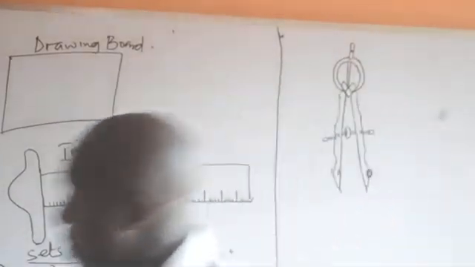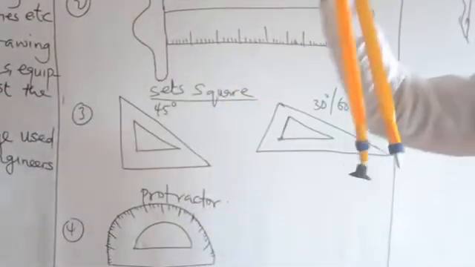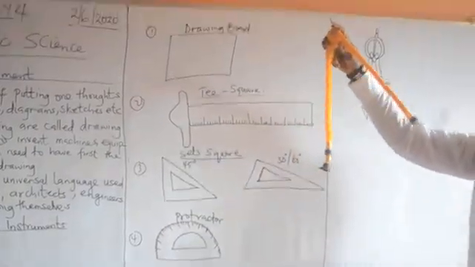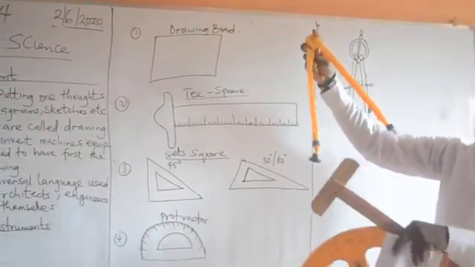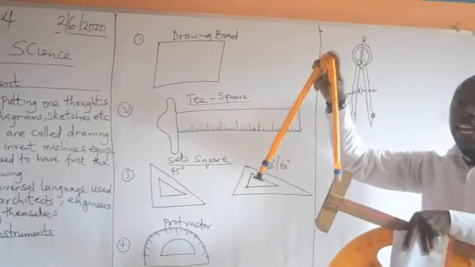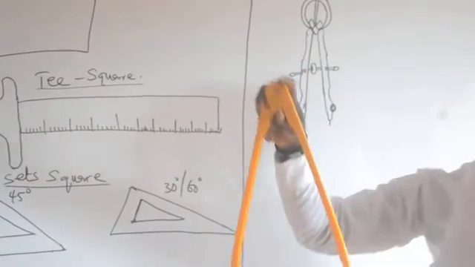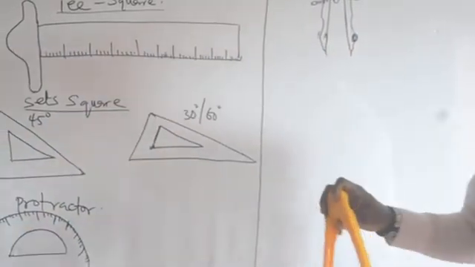And we also have the compass. This is a good example of a compass. A compass has two edges: the sharp edge, and another edge in which you place your pencil. We use a compass to draw circles.